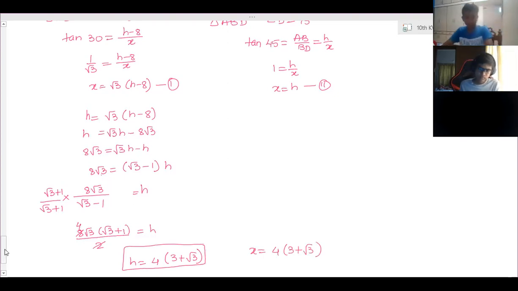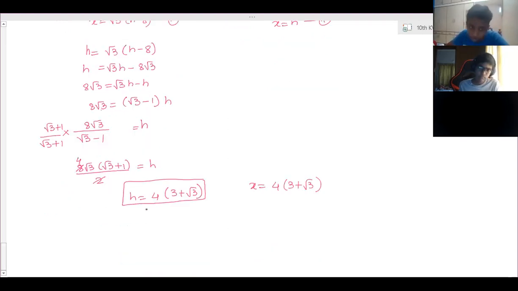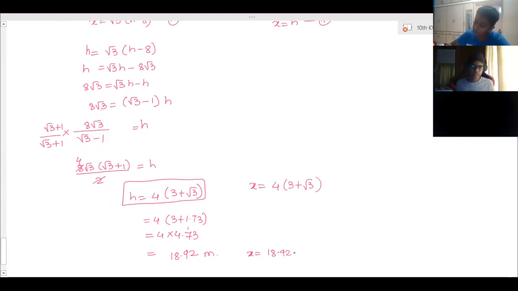Substitute the value of root 3. 3 plus 1.73, 4 into 4.73. 4 3s are 12. 18.92 meters. X is also 18.92 meters.